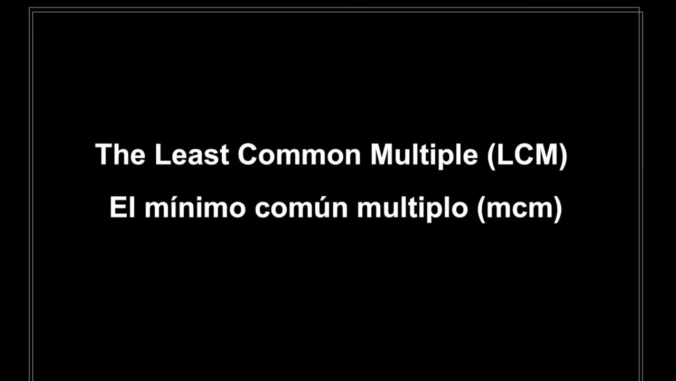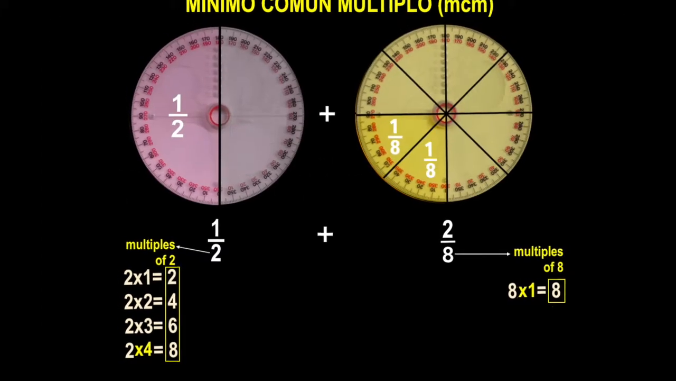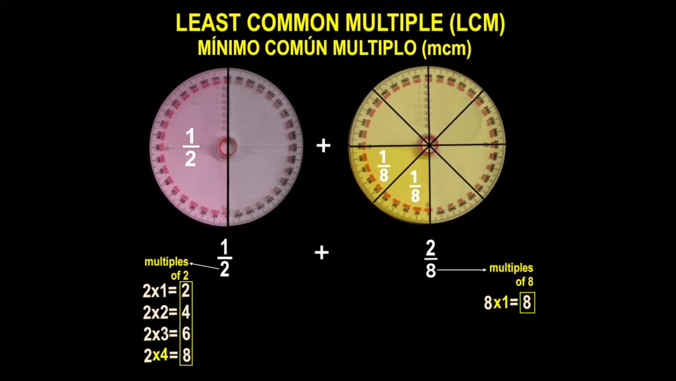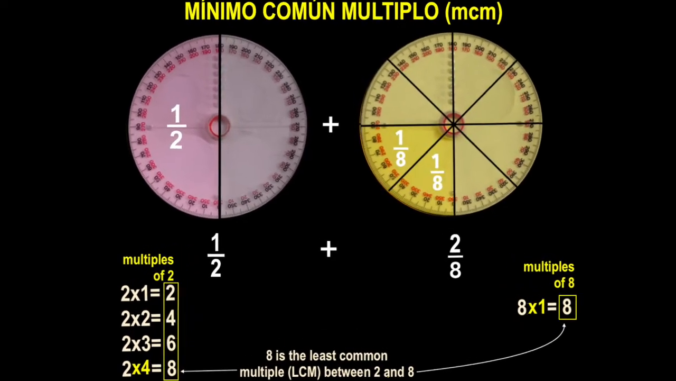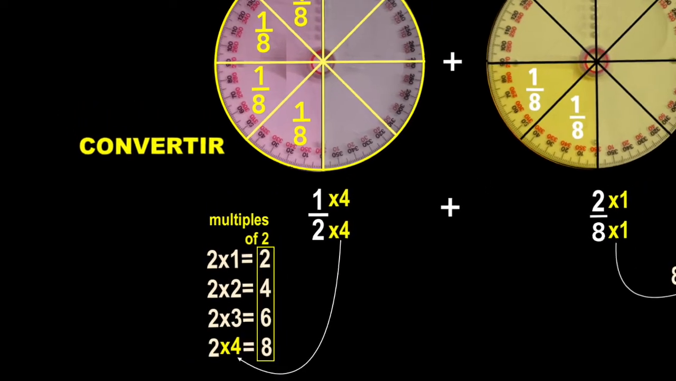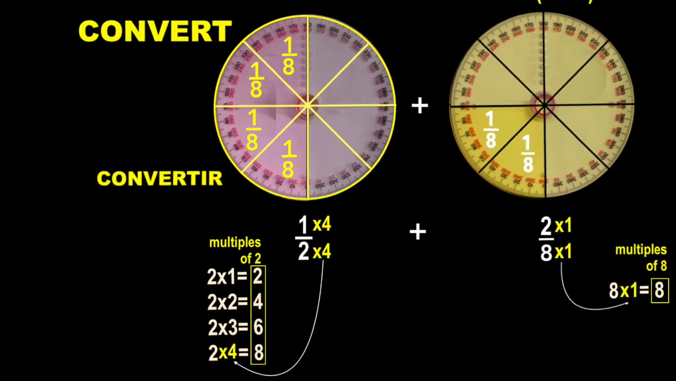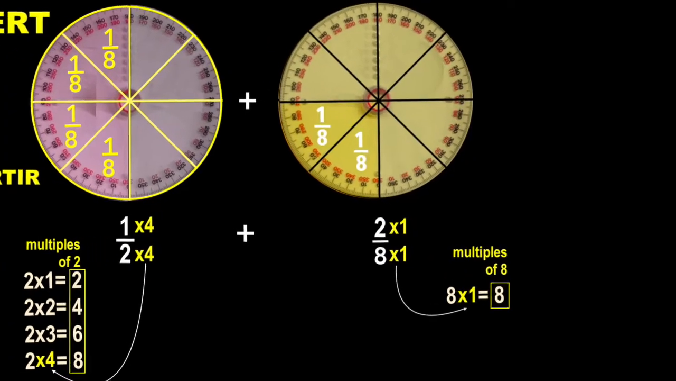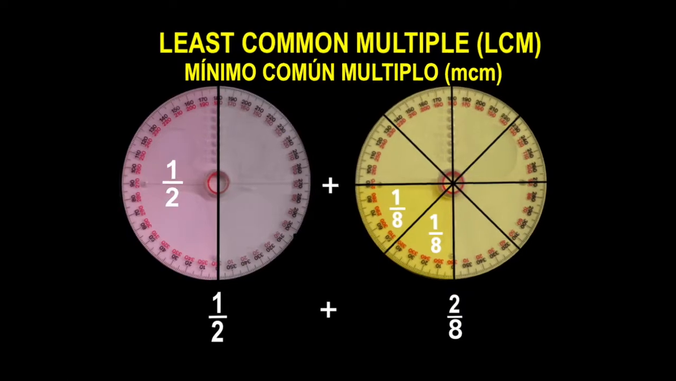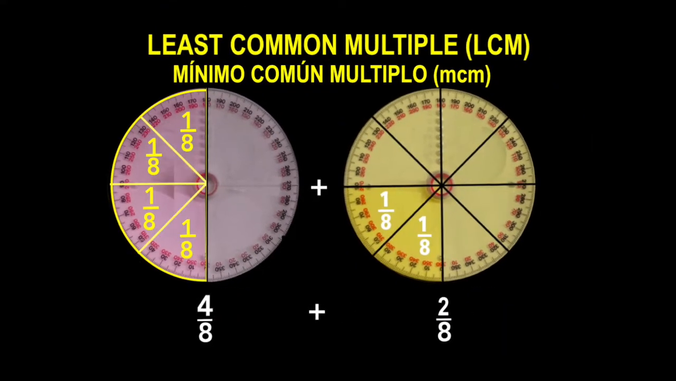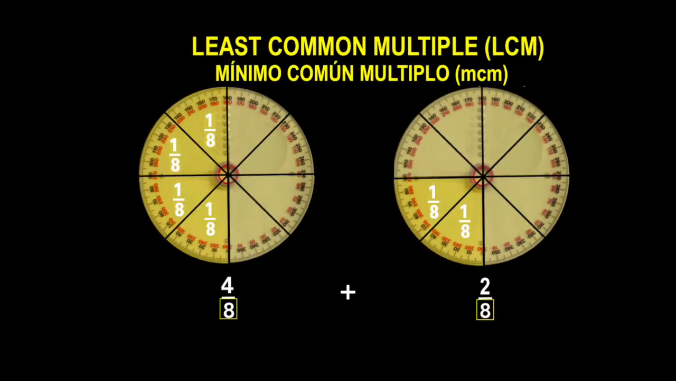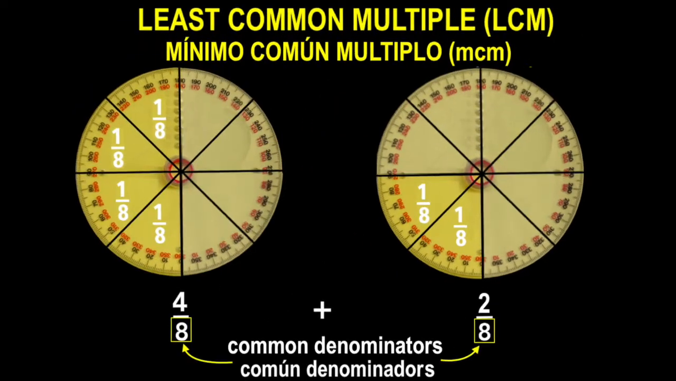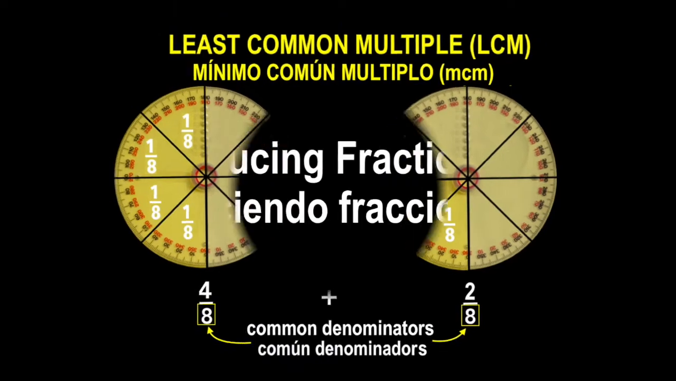The least common multiple. Find the multiples for denominators 2 and 8. 8 is the least common multiple. Let's multiply the 1/2 by 4/4 and multiply 2/8 by 1/1. The half converts to 4/8, but the 2/8 stays the same. Now both fractions have common denominators.